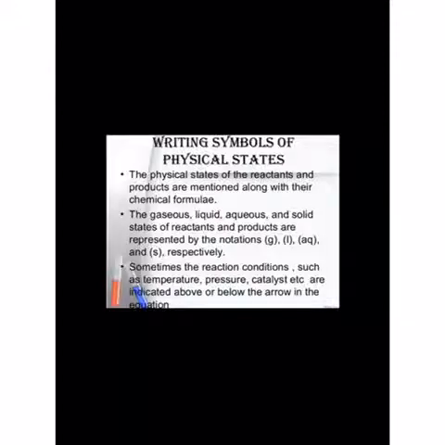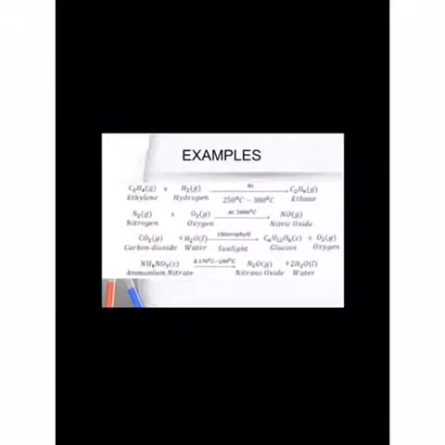And we must write the physical states of the reactants as well as products. Gaseous, liquid, aqueous and solid states of the reactants and products are represented by small g, small l, aq and s respectively. Sometimes the reaction conditions such as temperature, pressure, or catalyst are indicated above or below the arrow in the equation. As you can see here, in these examples, physical states of the substances as well as conditions at which the reaction is taking place are mentioned here.